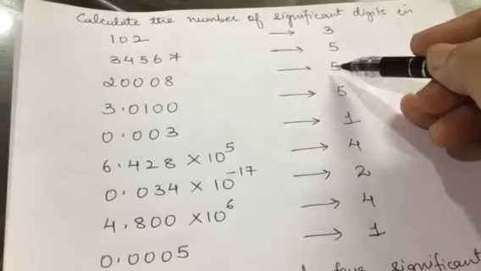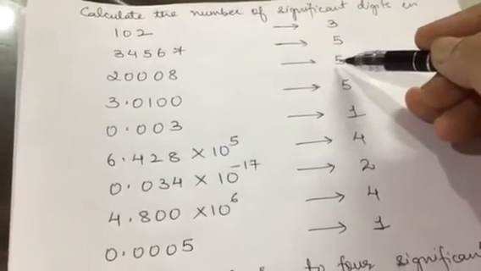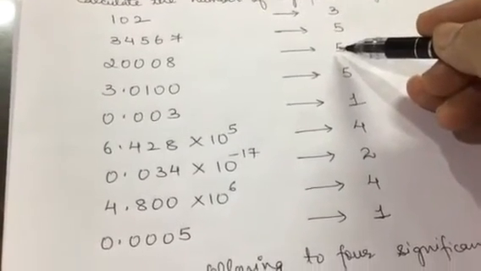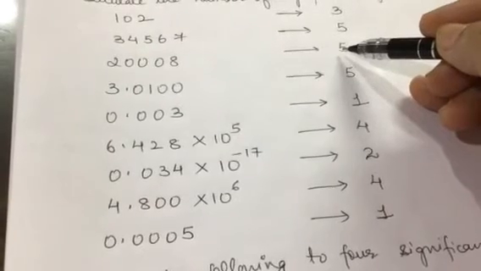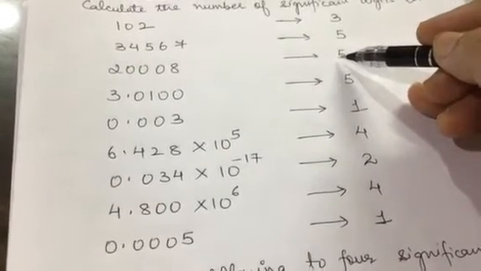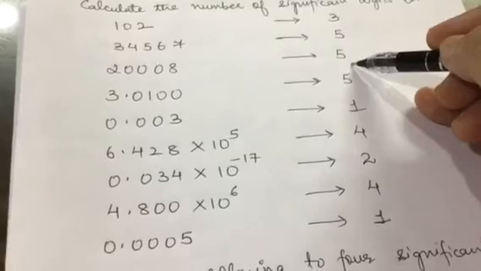In 20008, the 3 zeros are in the center, so they must be counted. They have non-zero digits 2 and 8 on either side. So the total number becomes 5.